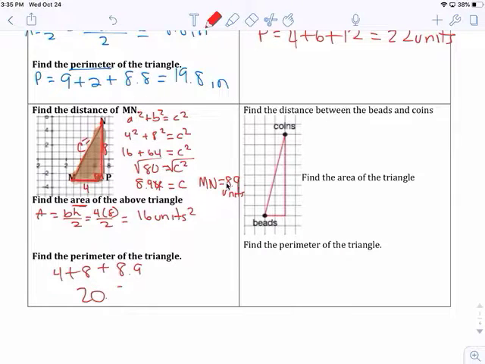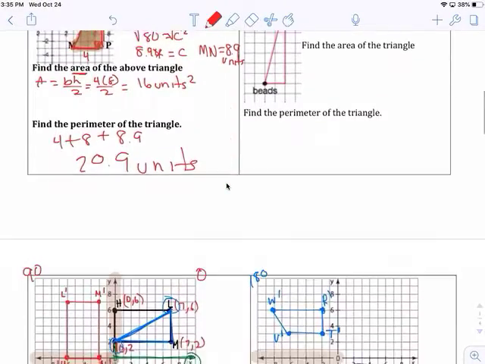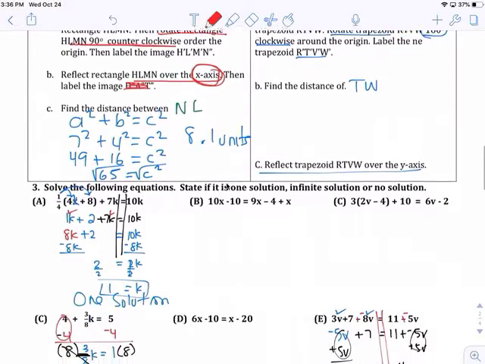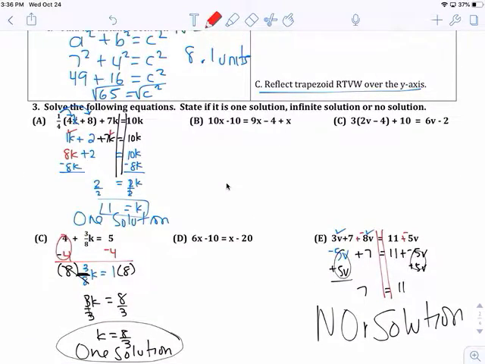20.9. Add us all up. You get 20.9, right? Units. And then do the same here. Same thing there. And we did this in class, most students. I'll do this one.